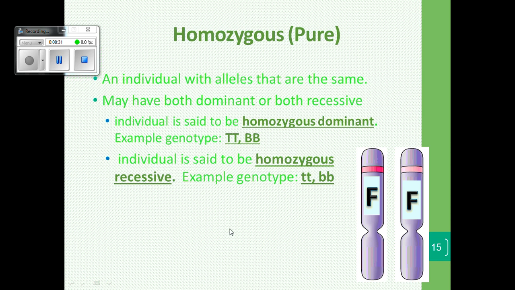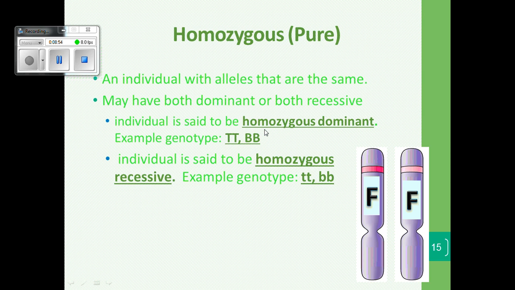There's different terminology we use to look at the combinations of genes. So for instance, when you have two letters that are the same, when both of the alleles are the same, whether it's two capital letters or two lowercase letters, we call that homozygous. All right, homozygous means pure. Sometimes you hear that as purebred, but you can either be homozygous dominant or homozygous recessive right here.